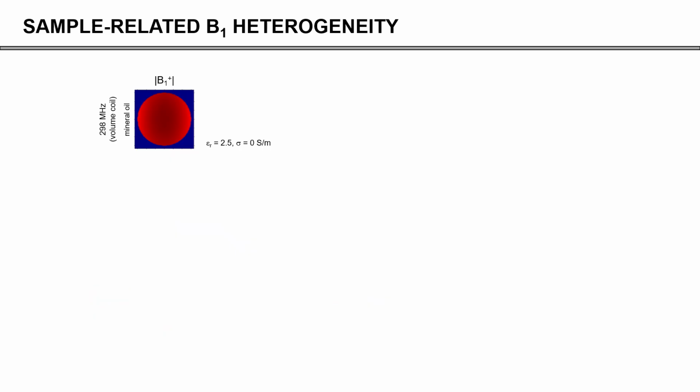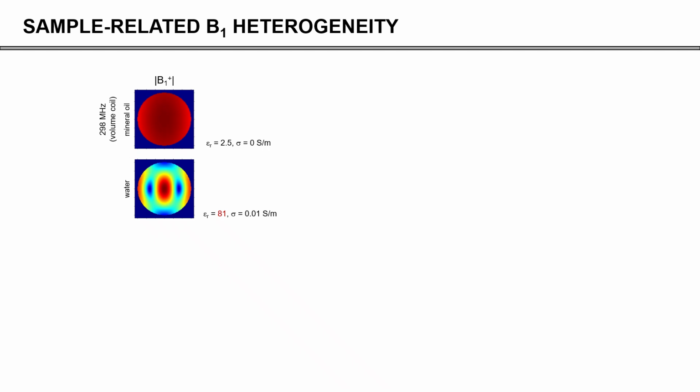So let's have a look at an example here where we have mineral oil at 7 Tesla, protons. We have a certain permittivity and a certain conductivity. So those are material parameters. And this is mineral oil. And so the B1 is quite homogeneous. And here I refer to this as B1 plus because this is the transmit B1. That's the B1 field that is relevant during RF transmission.